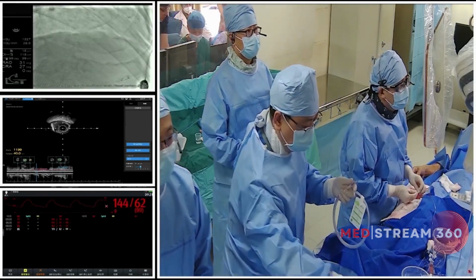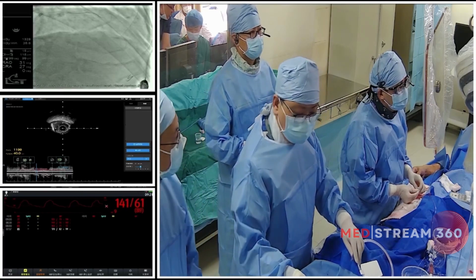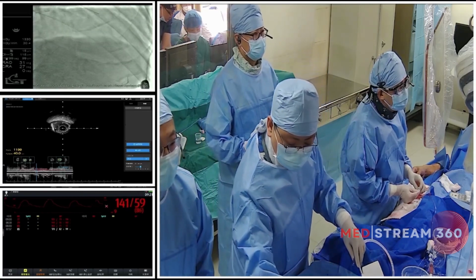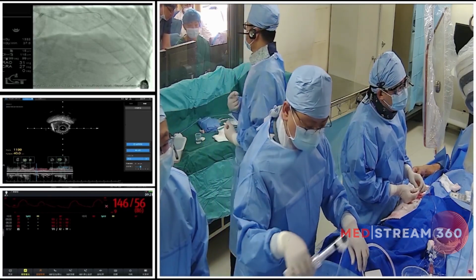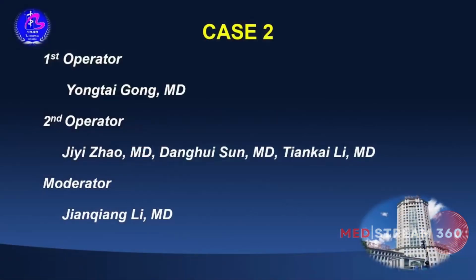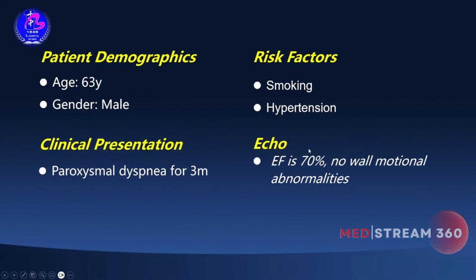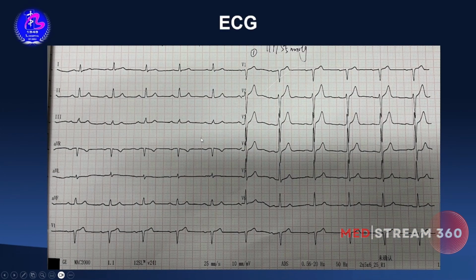The main risk factors are smoking and hypertension. His echocardiogram showed an ejection fraction of 70%, with marginal abnormalities. The electrocardiogram showed sinus rhythm, with no T wave inversion and no ST segment depression.